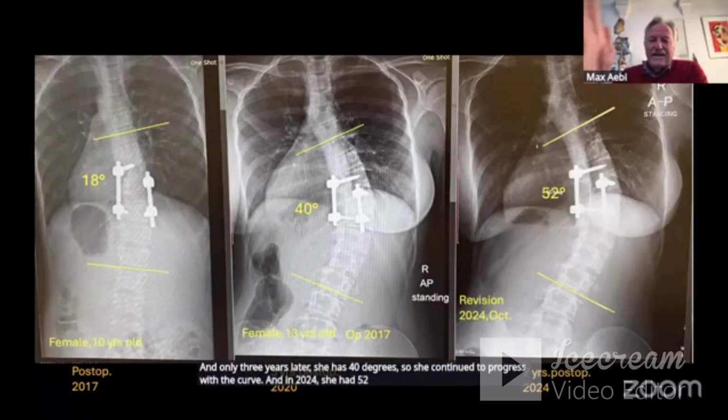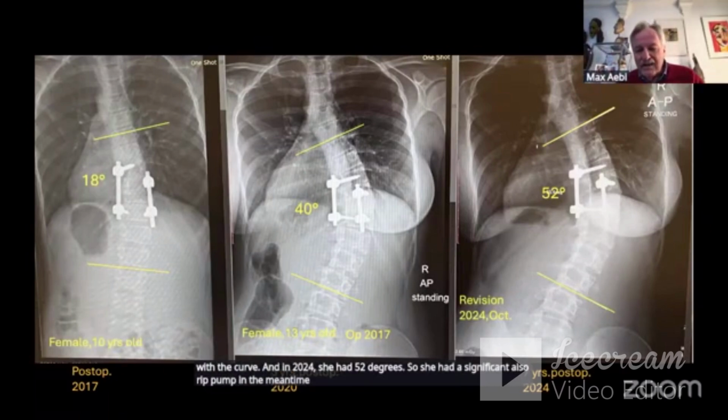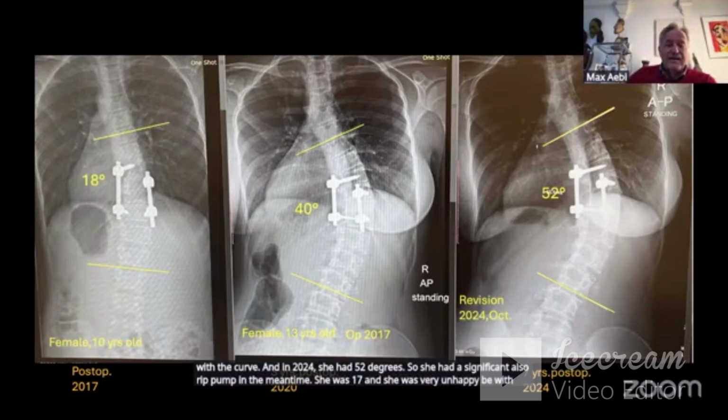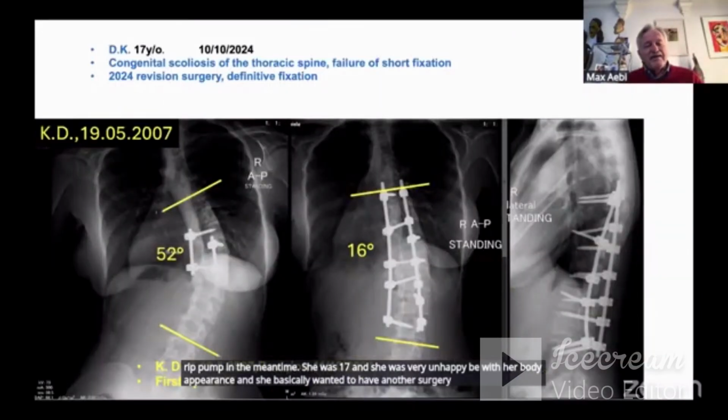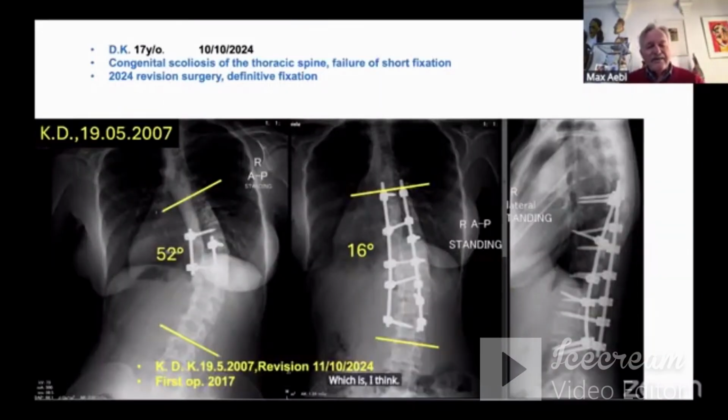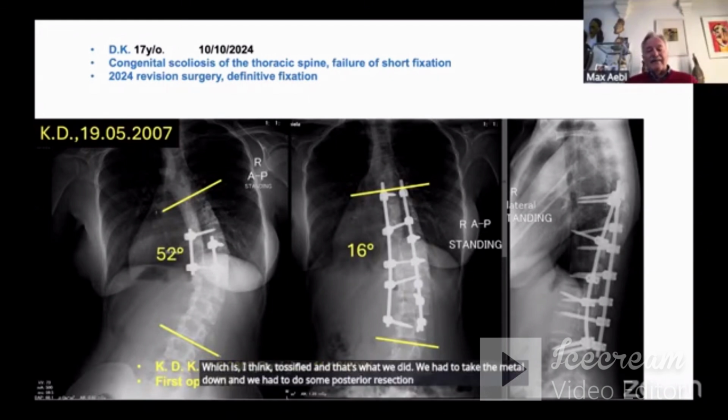So she had a significant rib hump in the meantime. She was 17 and she was very unhappy with her body appearance. She basically wanted to have another surgery, which is, I think, justified. And that's what we did. We had to take the metal down and we had to do some posterior resection and realignment of the spine, with this result of 16 degrees.